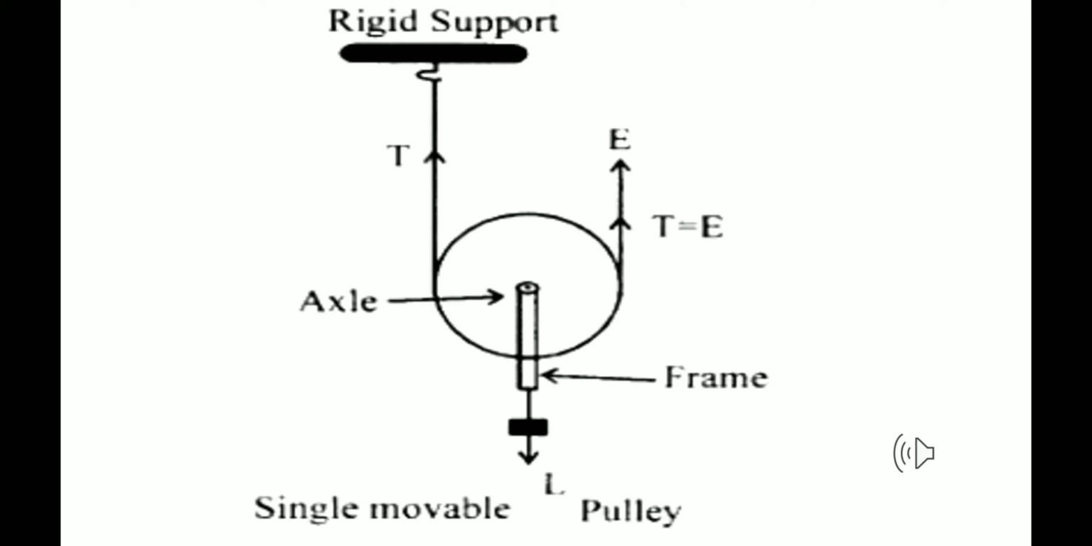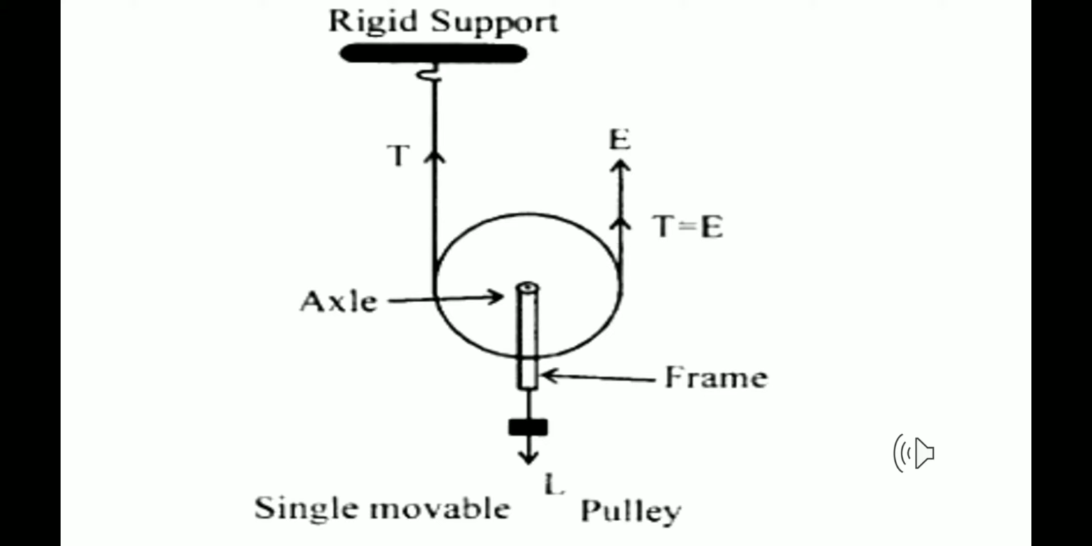Now we have to study this single movable pulley in detail. That means we have to find out the mechanical advantage, velocity ratio, and the efficiency in case of a single movable pulley. Now you can see here that the single movable pulley has a center joint with a rod. From that rod, the load is hanging.